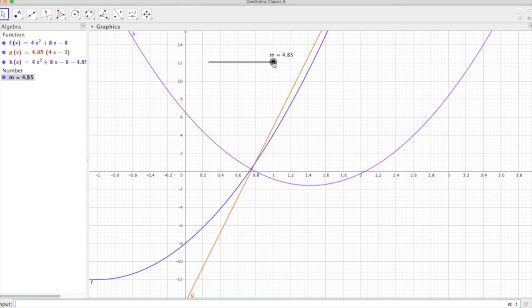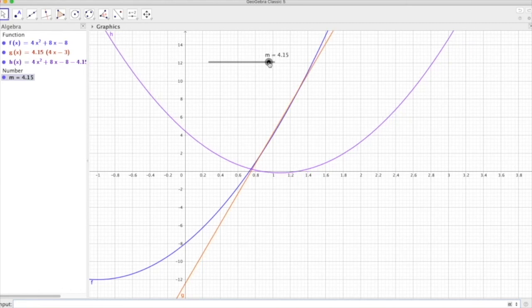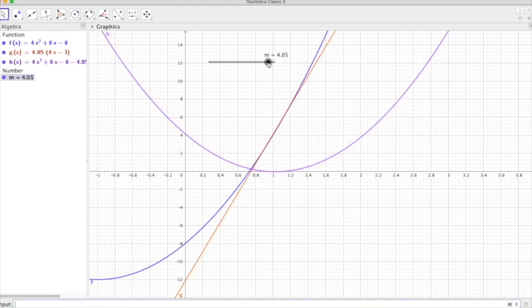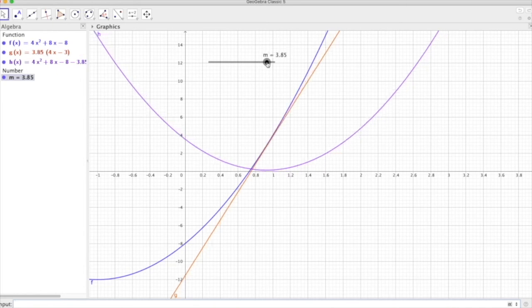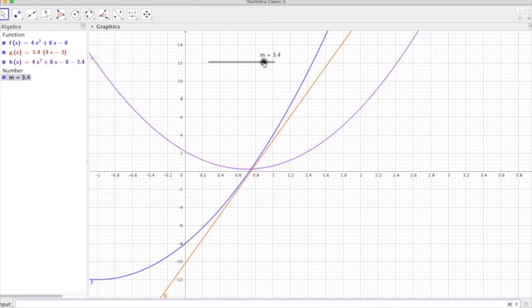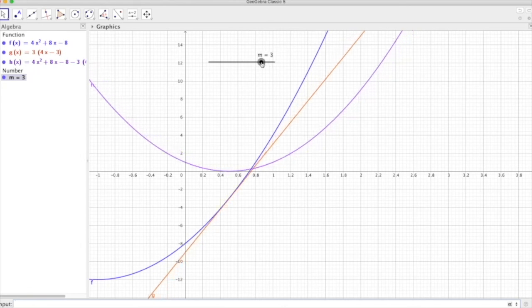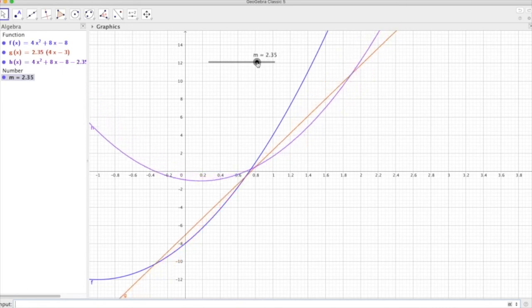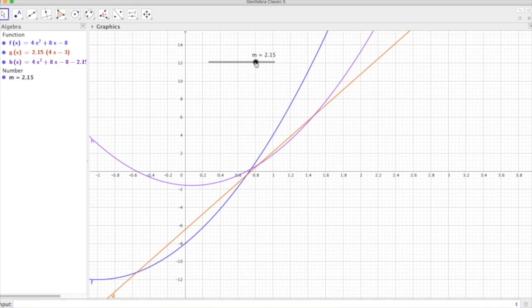Now as we slide m back towards 4, when we get to 4, it is tangent to the x-axis, and as we continue it stays above the x-axis, therefore no roots. When we get to m equals 3, it's touching again, so 1 root, and then it dips below to 2 roots again. Now there's lots more playing with GeoGebra we could do on this question, but I think that's probably enough for now.